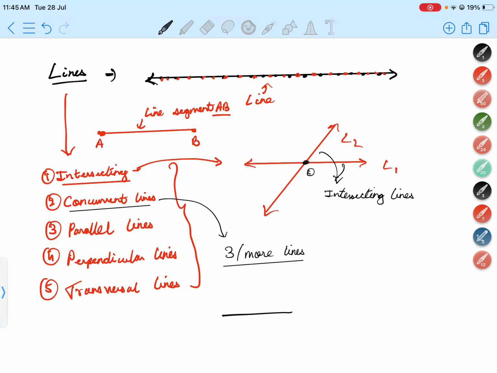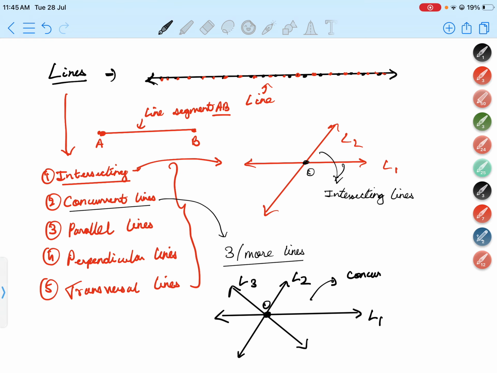Let's say I have line L1, here is my line L2, and here is my line L3, which all intersect at one point O. Then these lines are known as concurrent lines.